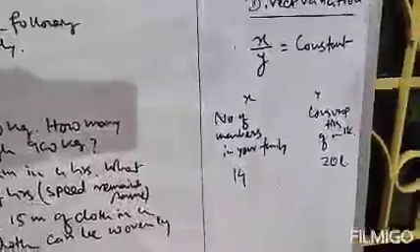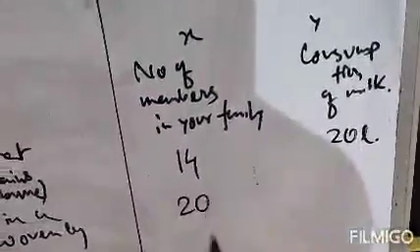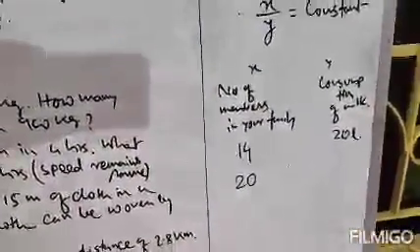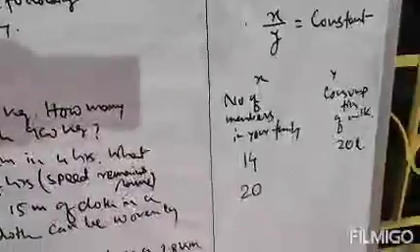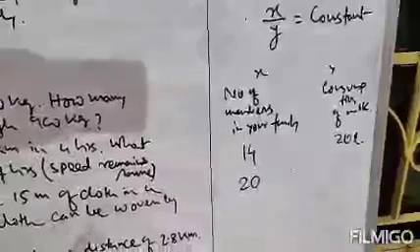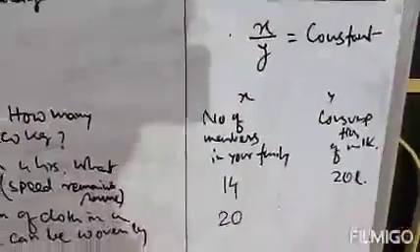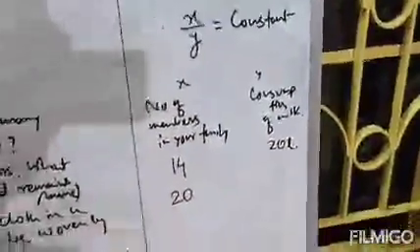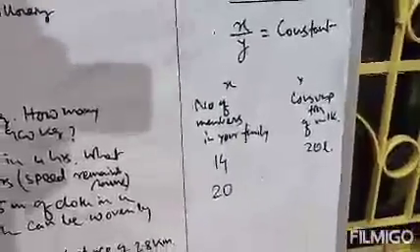Now if after 1 week the number of family members becomes 60, that means the number of family members increases, then consumption of milk will also increase, because a larger family will require more milk. That means if the number of family members is increased, then consumption of milk will also increase. So this is the case of direct variation. That means x increases, number of family members increases, and the consumption of milk also increases.